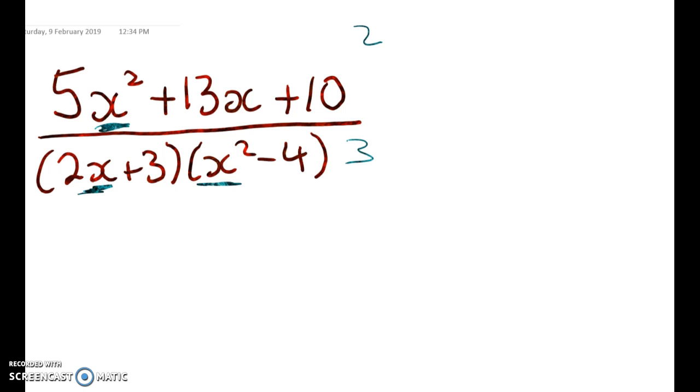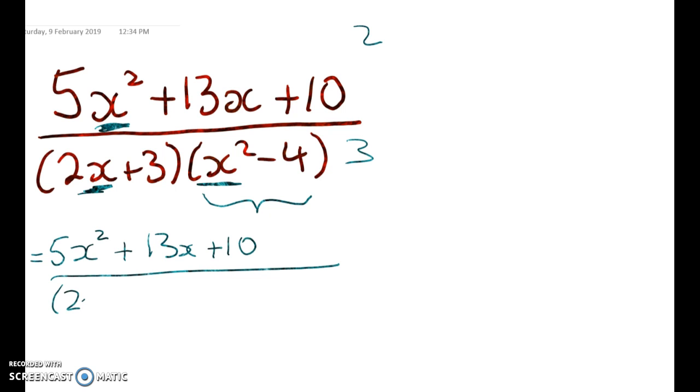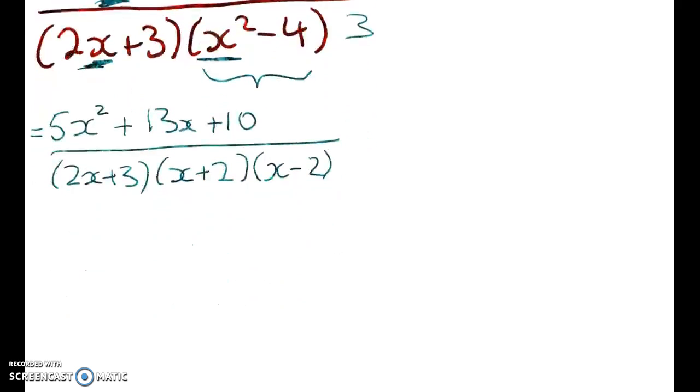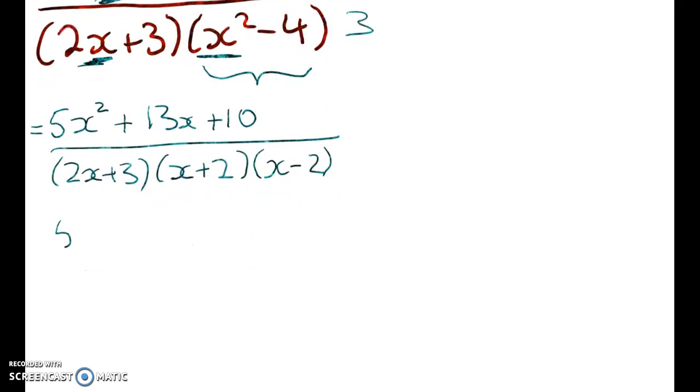That means we can proceed to split that up into partial fractions. But before we do that, we need to factorize this thing here, if we can. So we're going to rewrite it as follows: 5x squared plus 13x plus 10 over 2x plus 3, and we've got a difference of 2 squares, so x plus 2 times x minus 2. What we'd like to do now is to find a way to split that up as follows.